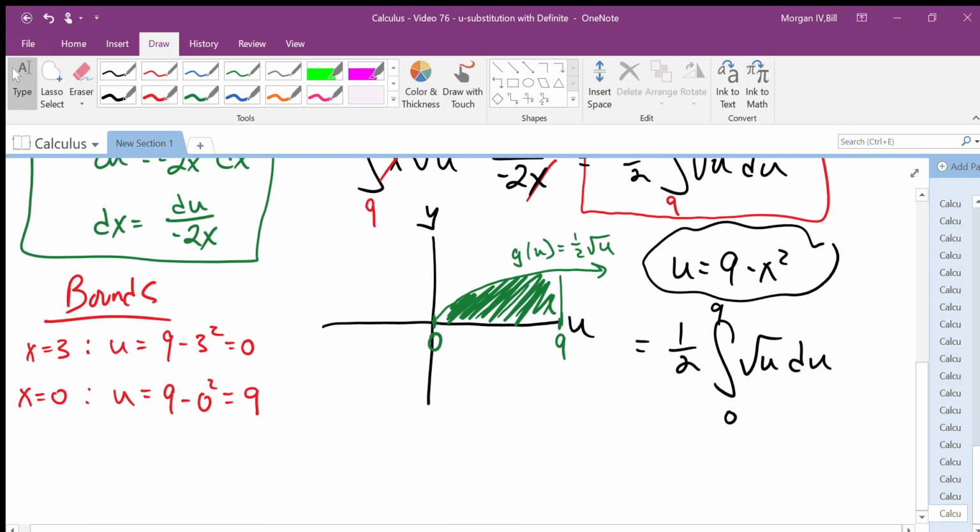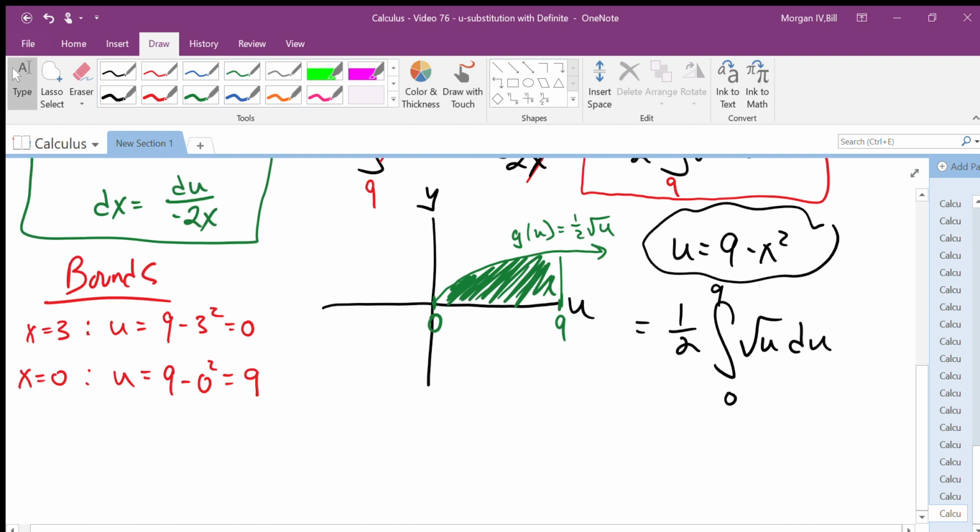So now we just do the fundamental theorem of calculus. We'll do the integral, we'll do F of b minus F of a. It looks something like this. This is equal to 1/2 times the antiderivative of square root of u. Remember, square root of u is u to the 1/2. So we add 1 to that, that's u to the 3/2, divided by 3/2. Dividing by 3/2 is the same thing as multiplying by 2/3. Evaluating that from 0 to 9.